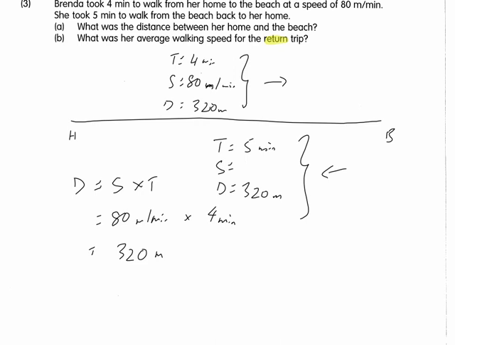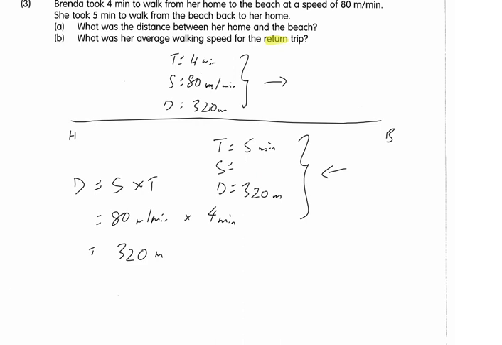Y'all got what I mean, right? So we definitely need to find this part, right? The average walking speed for the return journey is different from the average walking speed for the whole journey. Okay, make sure y'all read the question properly.